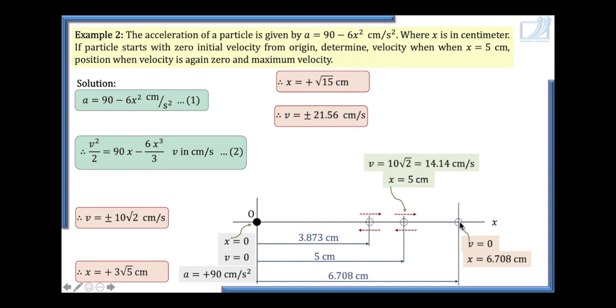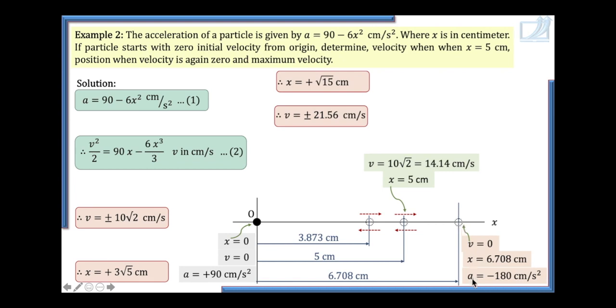So the particle changes its direction of motion. What is acceleration here? Are you curious to know? Put x is equal to 6.708 or x is equal to 3 root 5 here, and you get acceleration as minus 180 centimeters per second square. So here velocity is 0, but acceleration is not 0. That is why we don't say that the particle has stopped here. We say that the particle has changed its direction of motion.